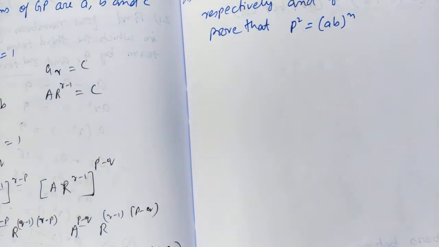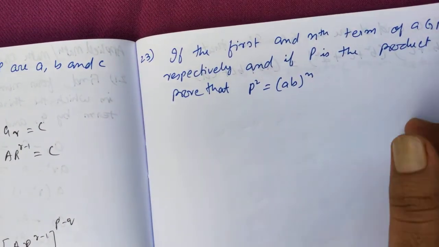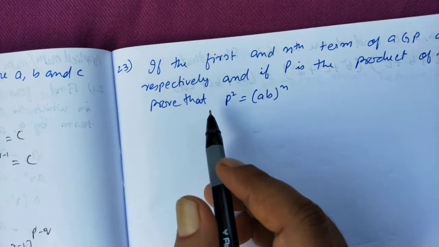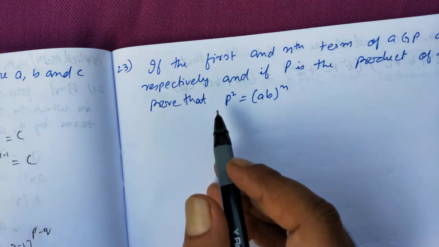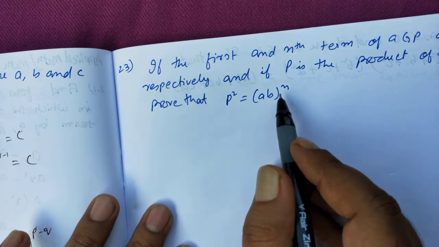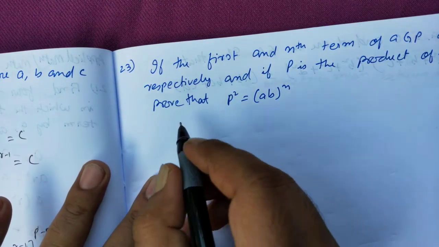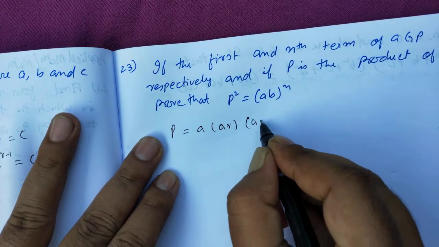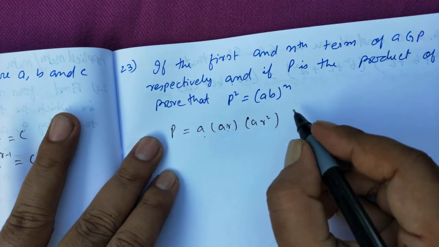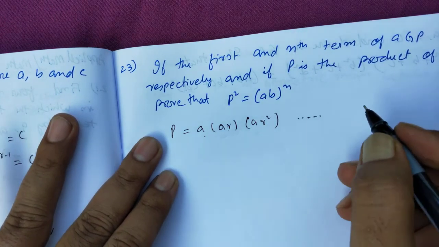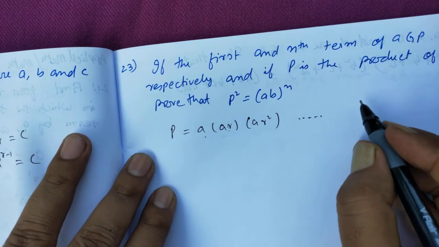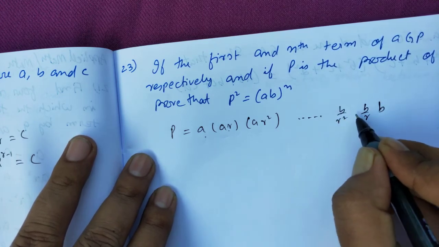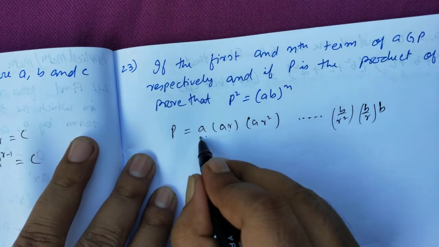Let's do question number 23. If the first and the nth term of a GP are A and B respectively, and P is the product of n terms, prove that P square equals (AB) to the power n. So P is the product of n terms, so I can write A, AR, AR square, meaning first term, second term, third term, and it goes on like that. Since the last term is B, the one before B will be B by R square. First and the last term.